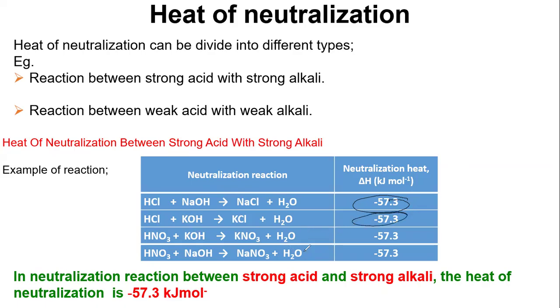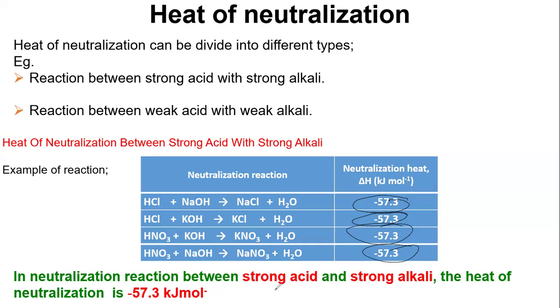If you have nitric acid and potassium hydroxide, we are getting negative 57.3. If we have nitric acid and sodium hydroxide, we are getting the same thing. And so you realize that when a strong acid and a strong base meet, always the heat of neutralization is constant.